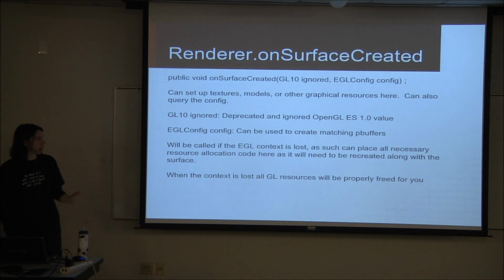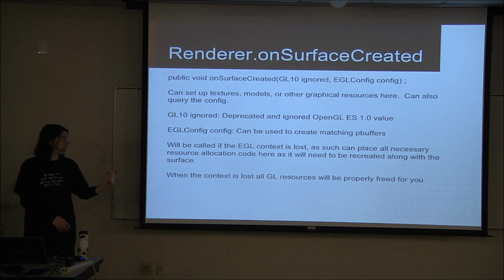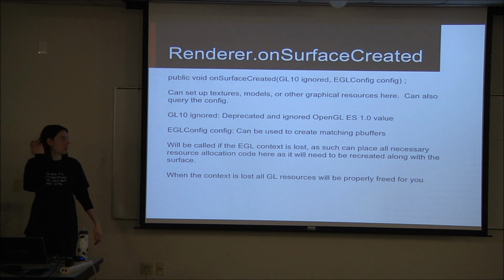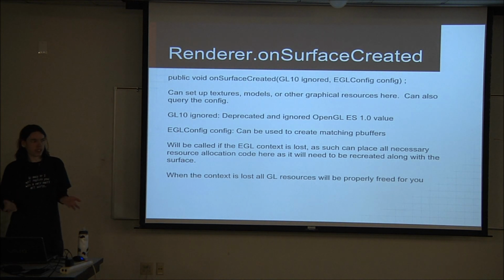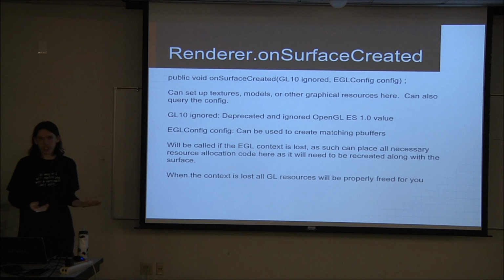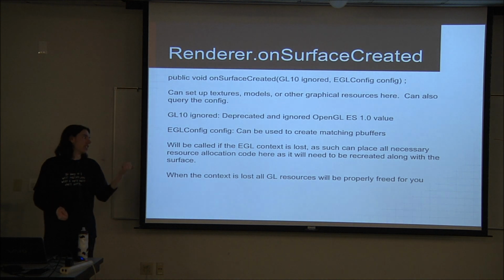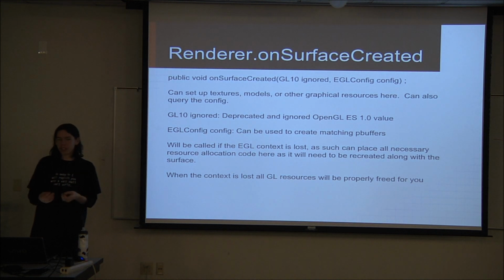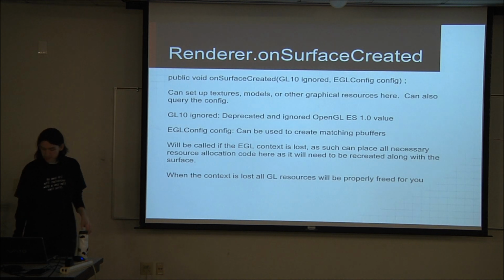So on surface created, set up your textures. If the EGL context is lost, so basically, if you want to recover resources, you would do it in here. When the context is lost, everything's freed for you. There's no on-device loss you have to really deal with compared to DirectX. It's just, oh, look, I'm going to get rid of this for you, and you need to go recreate it. So if you rotate your device, things like this can happen. You need to make sure you're recreating everything once the device is rotated and nice and steady and happy.